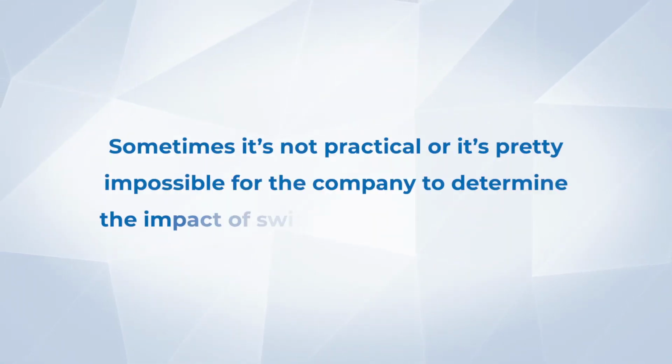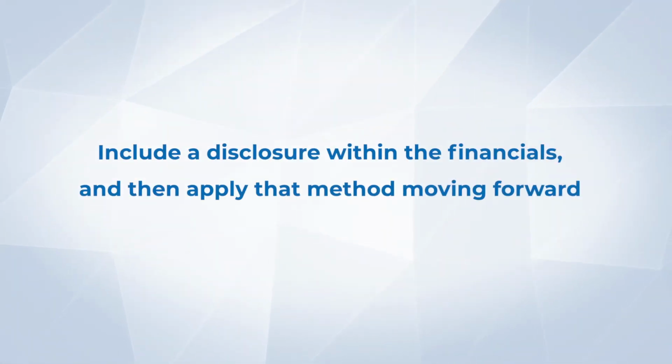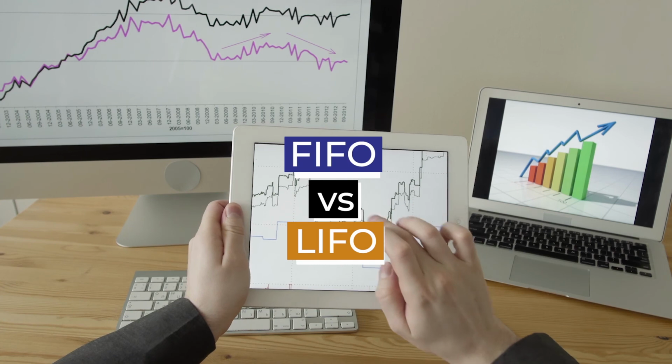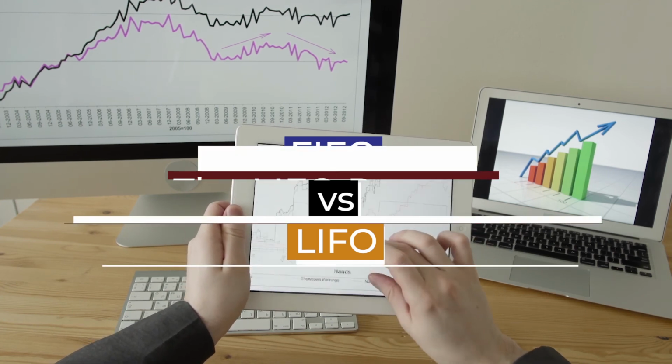In very few cases, but sometimes, it's not practical or it's pretty impossible for the company to determine the impact of switching from FIFO to LIFO. If that's the case, they need to make sure that they include a disclosure within the financials and then apply that method moving forward.